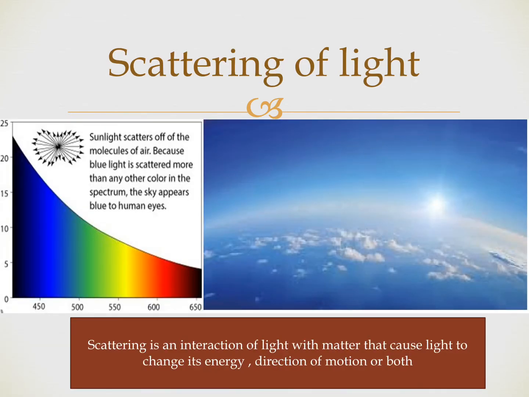What about scattering? What is scattering? Scattering is an interaction of light with matter that causes light to change its energy, direction of motion, or both. Scattering is an interaction of light with matter that causes light to change direction. Keep in your mind that light scatters in all directions when it collides with particles of matter.